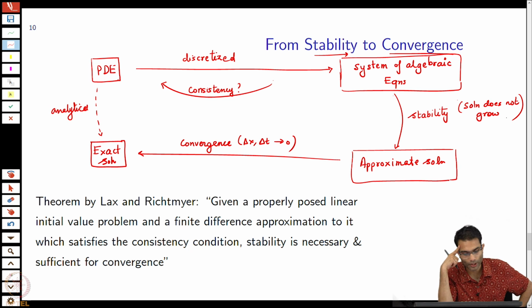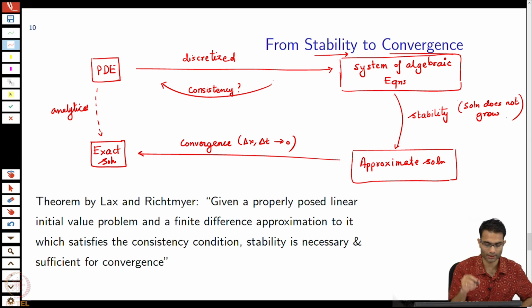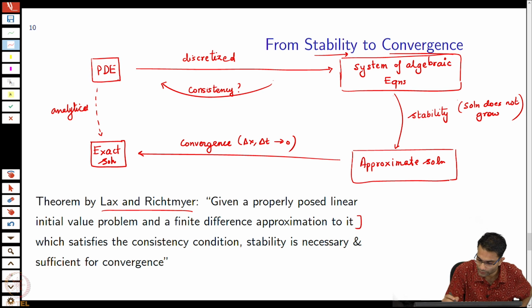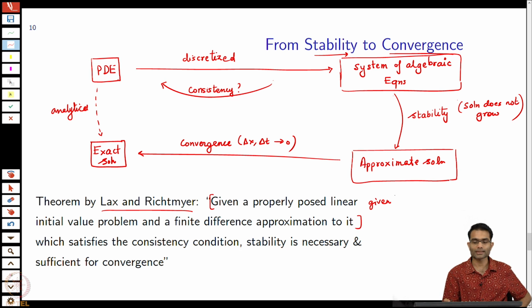Okay. So, because convergence is hard to do, here is a theorem by Lax and Richtmyer which is very crucial in these things. So, what is it saying? It is given a properly posed linear initial value problem and a finite difference approximation to it. So, this is given. What is it saying? It should also satisfy the consistency equations, okay, that is fine. Then it is saying that if you can give me stability, stability is necessary and sufficient for convergence.